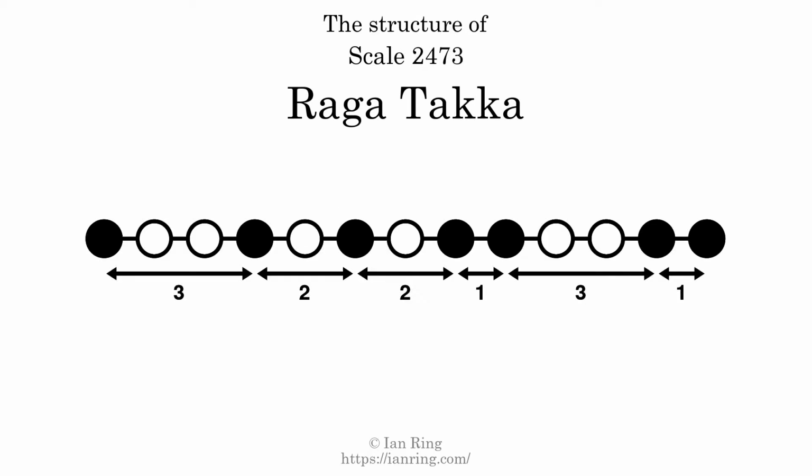The structure of a scale is a description of the interval distance between each successive tone. This scale has a structure of 3-2-2-1-3-1.